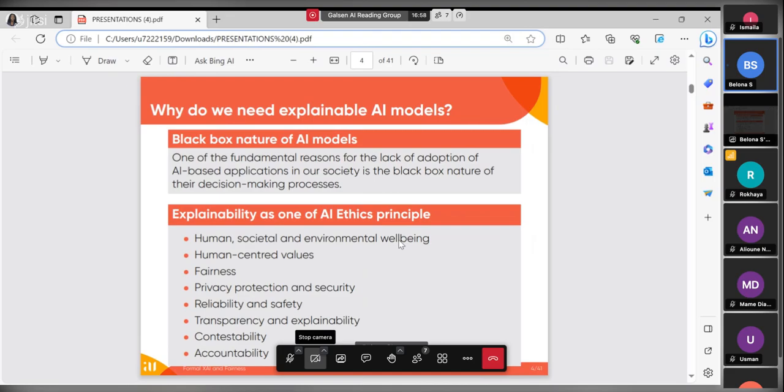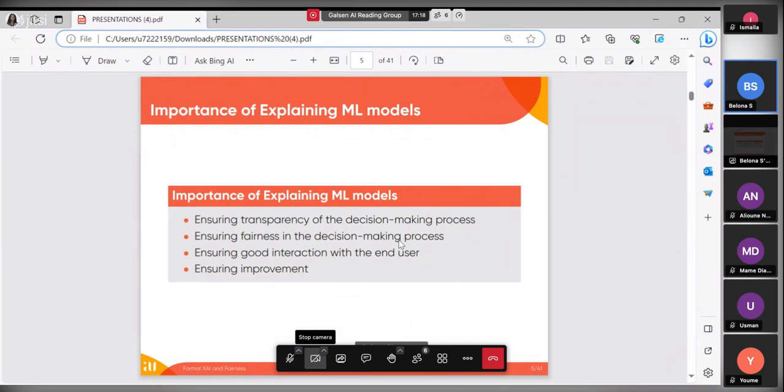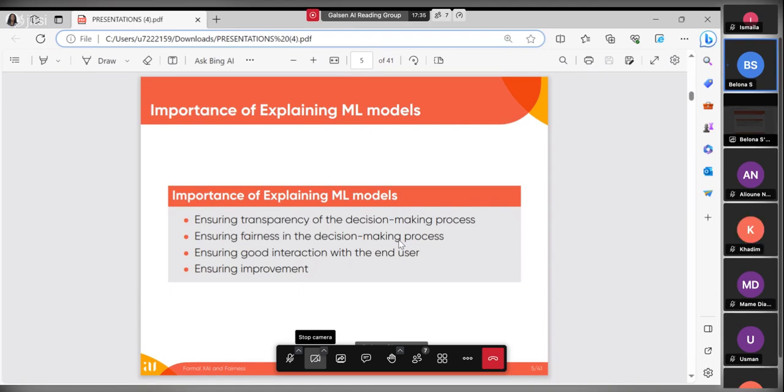Secondly, explainability is one of the pillars of AI ethics and principles among others. Explainability builds that trustworthy relationship between AI model and the end user. And it's also important to explain models for four main reasons. The first one, as I already said, is ensuring transparency. The second one is to check by the explanation if the decision making process behind is fair or simply is not biased.